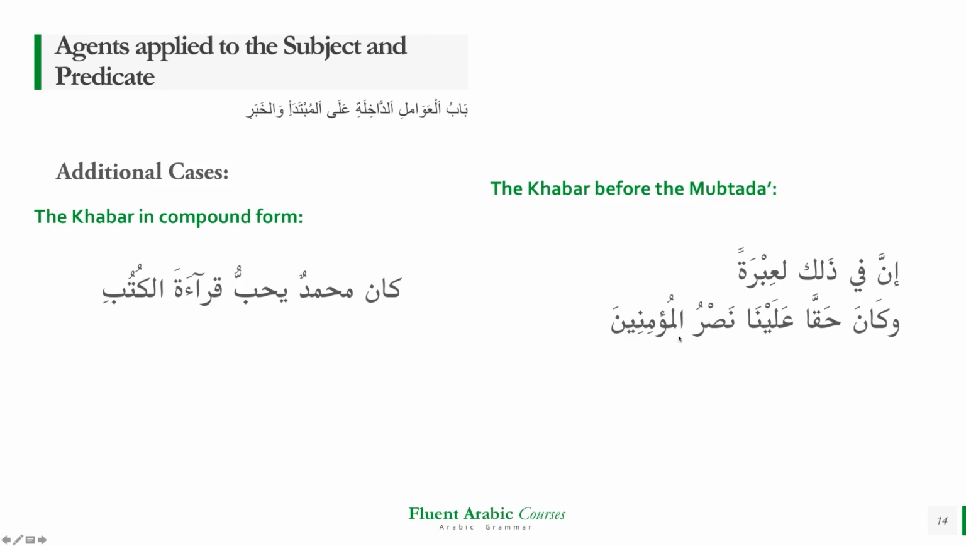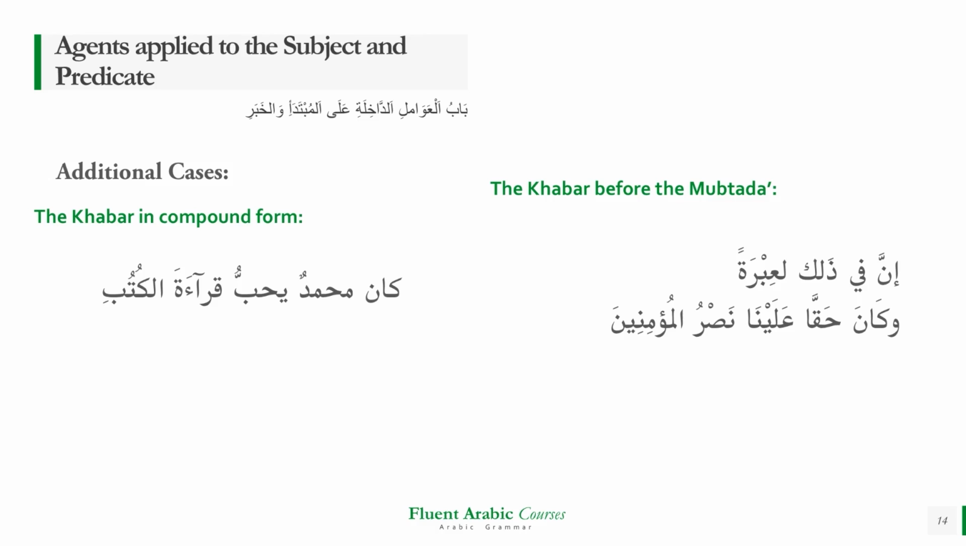So you don't need to be confused about this because there's an easy way to figure out which is the mubtada and which is the khabar. The mubtada is the subject about which you're talking, and the khabar is the information you are giving about this subject. So if you look at it that way, it's really easy to figure out. So inna fi dhalika la ibra. So we are talking about ibra here. And where is the ibra? Fi dhalik. So fi dhalik is the predicate and ibra is the subject.